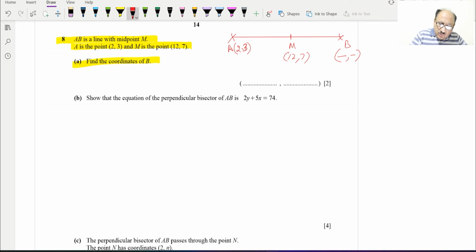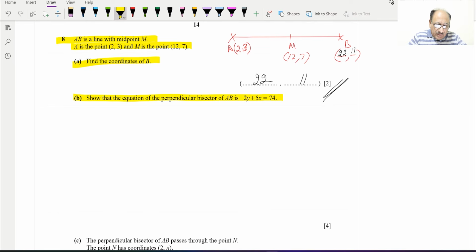So we will check the x difference is 10, so we can add 10 to 12, so we will get 22 on this side. For y, 3 and 7 have a difference of 4, so 7 plus 4 will be 11. So (22, 11) will be our answer for this 2-mark question. Hopefully you understood this. Then show that the equation of the perpendicular bisector of AB is this one.